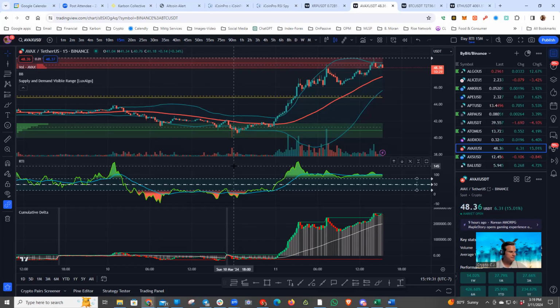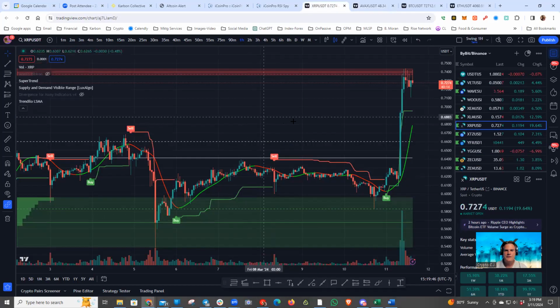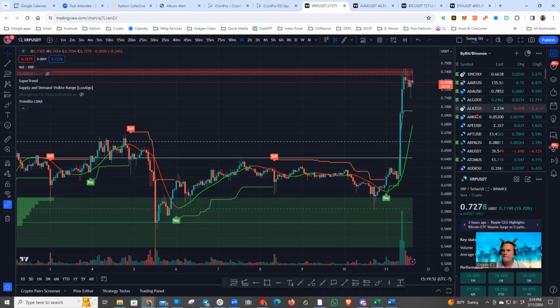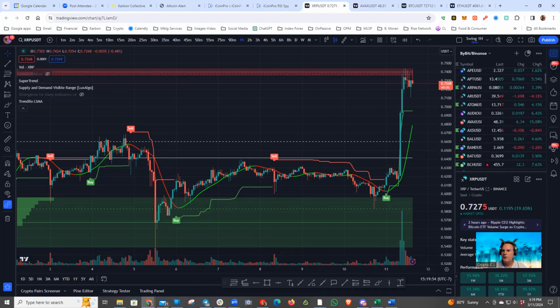Okay, let's say you'd rather hold this a little longer. Maybe you want 5 or 10% on a chart, what I call a short-term swing trade. Then I've got a different layout for that. This is my day trading layout. This is my swing trading layout. Go back to AVAX. Where'd it go? There we go.